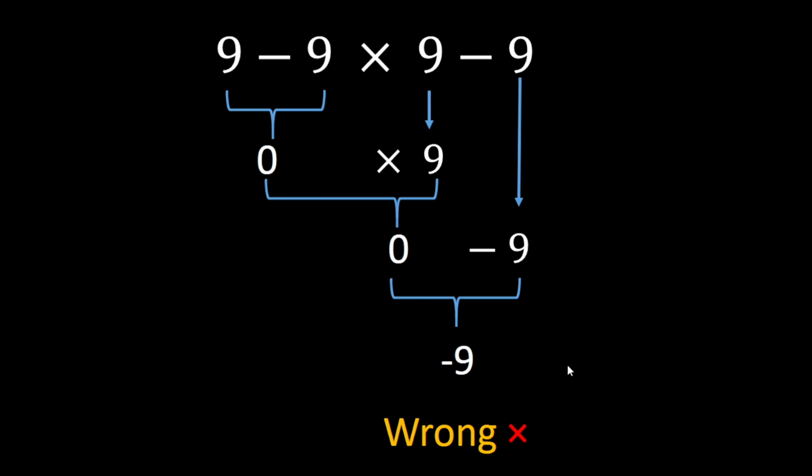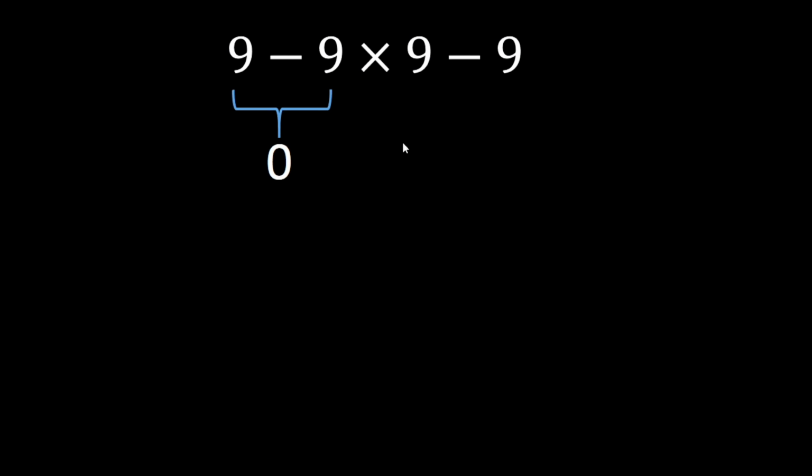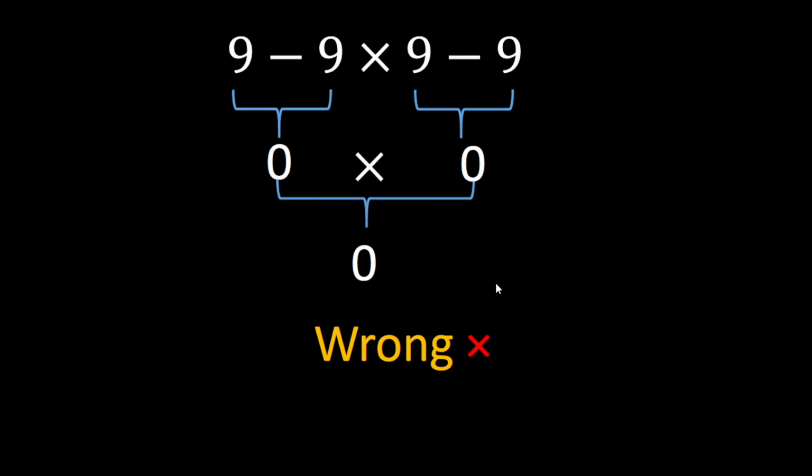That's not correct. Second mistake, some people say, 9 minus 9 equals 0, and 9 minus 9 equals 0, so 0 times 0 equals 0. That sounds logical, but it's still completely wrong.